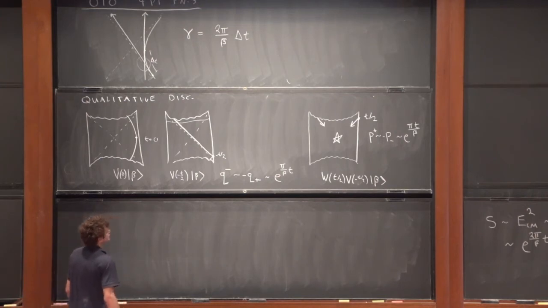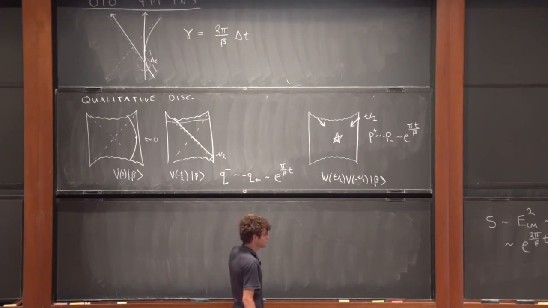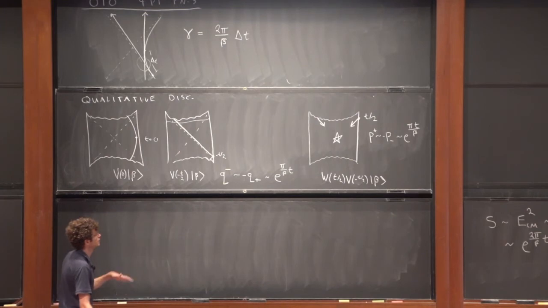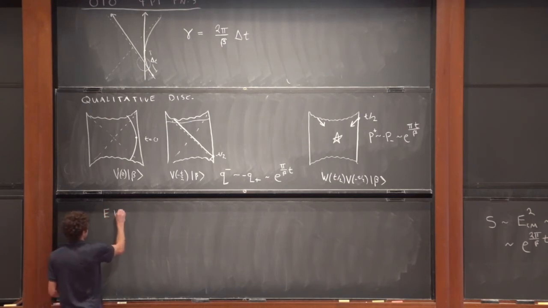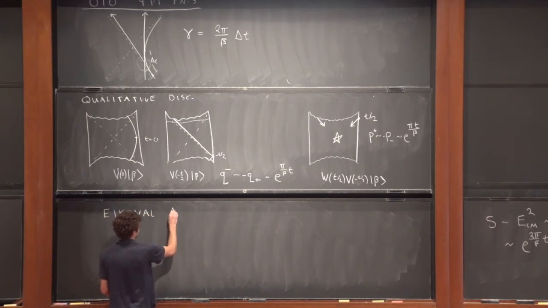Okay, so now we'd like to use this qualitative discussion to get a formula for the out-of-time order correlator, using the fact that we have an inner product of an in state and an out state. For the kinematics that we're discussing, it's convenient to use the formalism of the eikonal approximation.